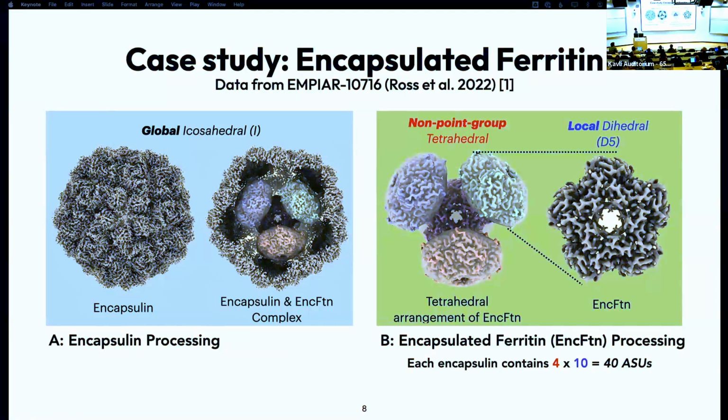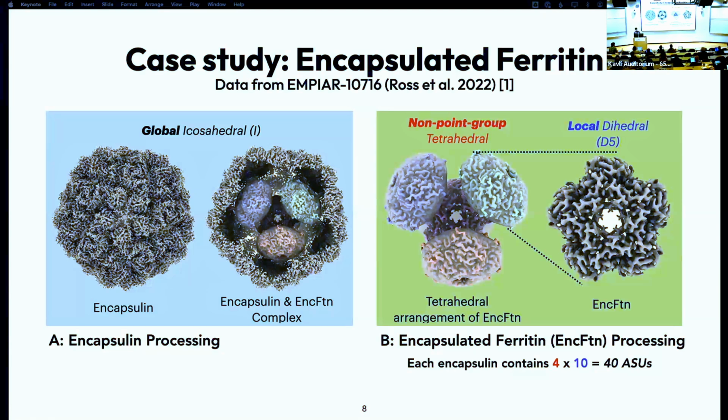Each of these individual encapsulated ferritin molecules is itself composed of a pentamer of dimers, is what we'll call it. What that really means is it has D5 symmetry. D5 is a 10-fold symmetry group, so there are actually 10 copies of each asymmetric unit inside each encapsulated ferritin molecule. Since there are 4 copies of encapsulated ferritin inside the complex, each particle we're working with has 40 copies of the asymmetric unit for encapsulated ferritin. And it also has 60 copies of the asymmetric unit for the icosahedral shell, the encapsulin.